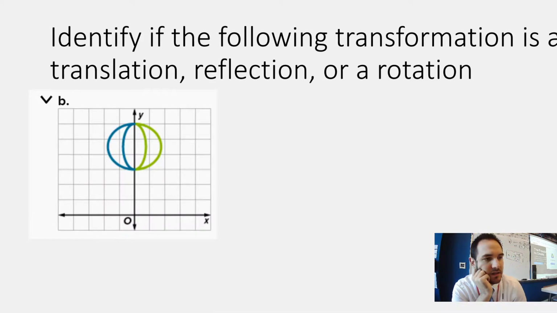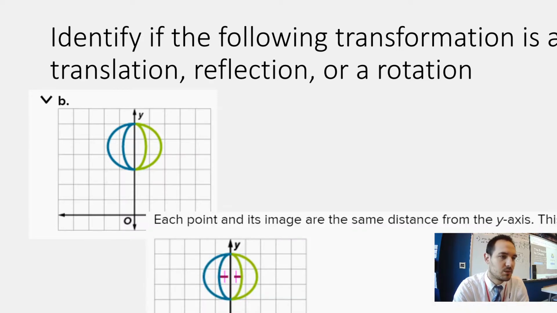If you look here, you have a kind of blue crescent moon, and then you have a green image after you've done it, and they are reflecting it across the y-axis. You could reflect across the x-axis. You could probably guess what that would look like, but we are just showing you an example right now of reflecting across the y-axis.